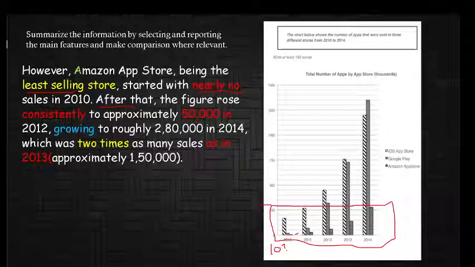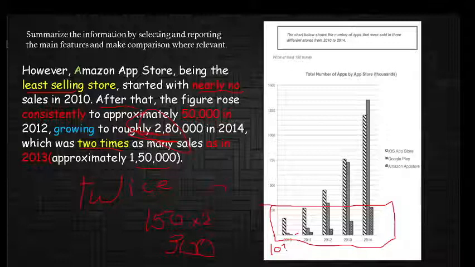Okay, growing to roughly. Oh, that's not bad. Which was 2 times as many sales. It's called twice. Well, what is twice of 150,000? 300,000. So it's not twice. No, it's not. That's an incorrect statement. So that's inaccurate. It's gonna hurt you.